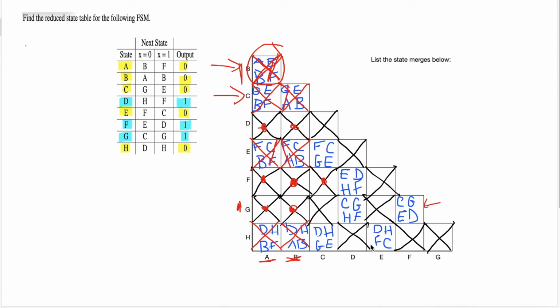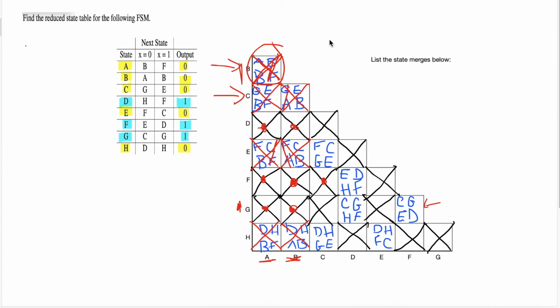D and G is okay, right? Because there's no black X over it. H and E, is there one at H and E? H and E is fine. So we don't have to cross out this box over here. Now D and F, once again, there's nothing wrong with it. There's no black X. H and C, there's nothing wrong with it as there's no black X. So then all these boxes are now intact.